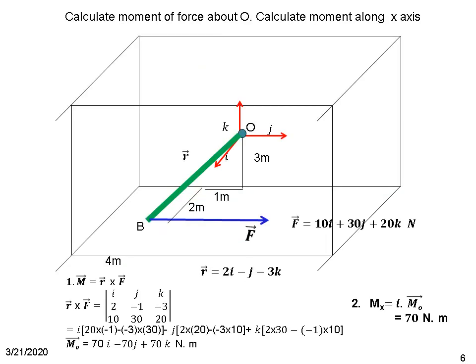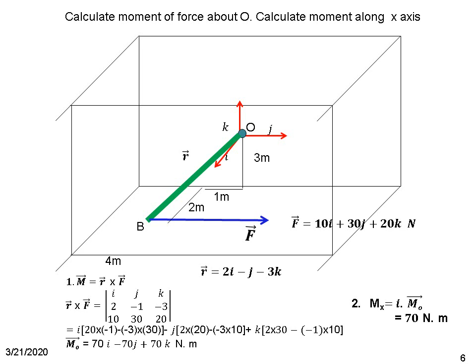Now consider a problem calculating the moment of a force about a point O as well as calculation of moment about a given axis. The problem is you have a bracket OB fixed at O, and the location of B is given as indicated, and force is acting at B, which is also given. So the coordinate axes I, J, and K are fixed at location O.